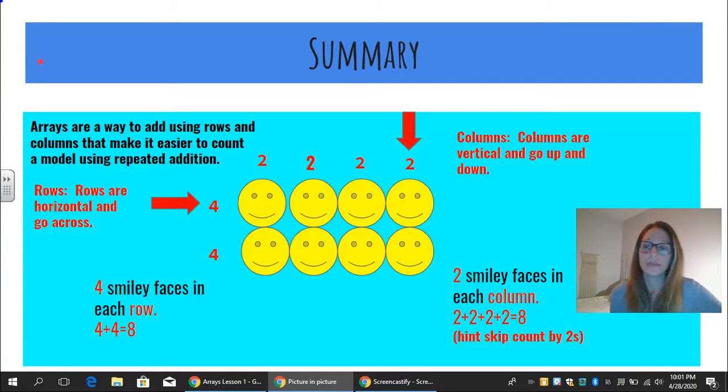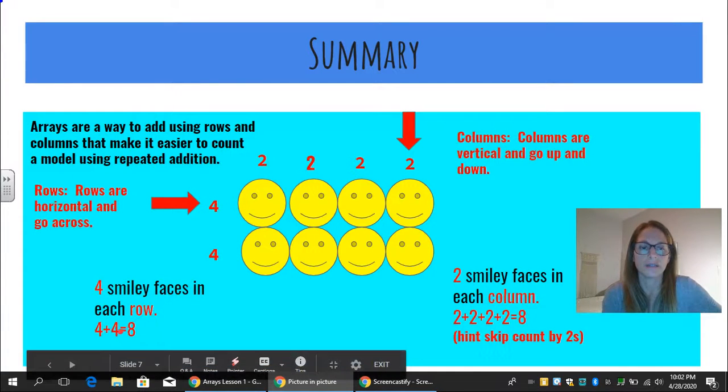So arrays are basically a way to add using rows and columns that make it easier to count a model using repeated addition. So we're going to look back at our first equation, and we looked at how many smiley faces were in each row. And we counted 1, 2, 3, 4. And so we decided 4 plus 4 is equal to 8.